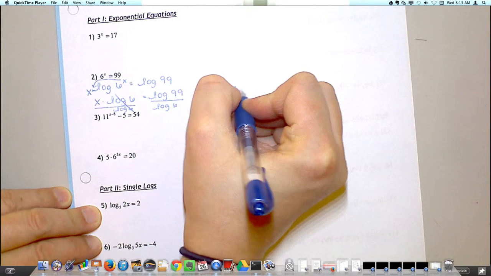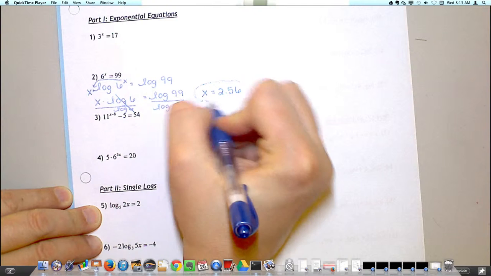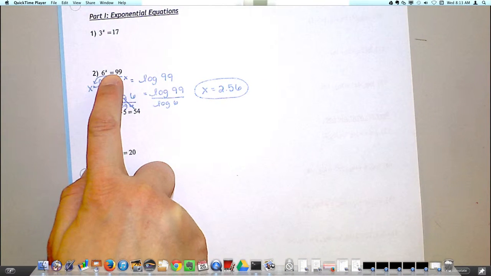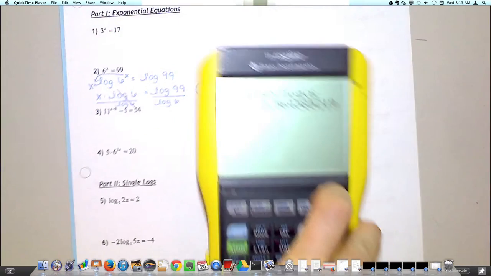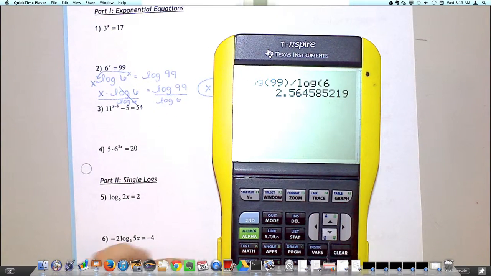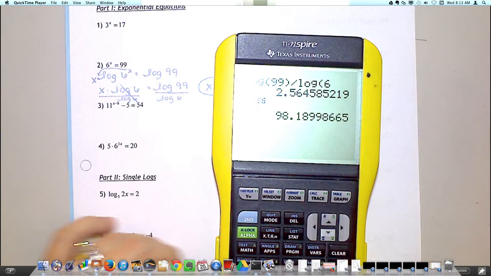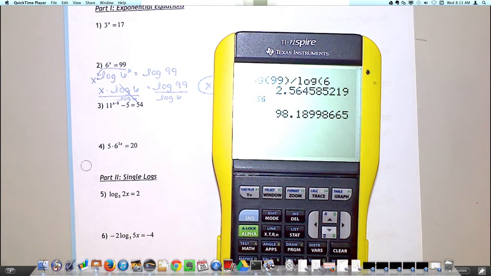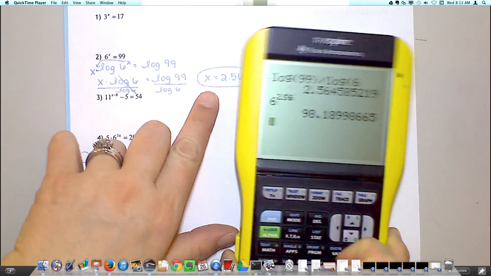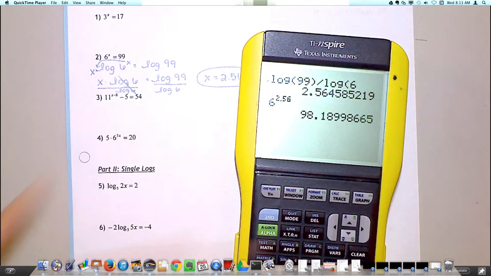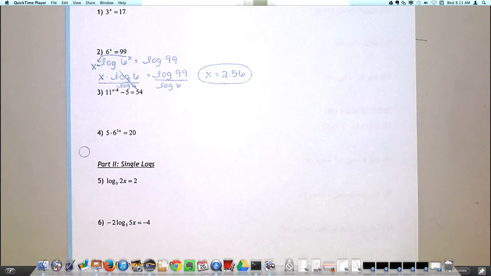And just to make sure our answer makes sense, what I could do to check, I mean, this back here says 6 to the power of x should equal 99. So if I go 6 to the power of 2.56, look at where I come out to be. Why is it not exactly 99? Yeah, because I rounded back here, okay? If I had done 6 to the power of this big decimal, it would have been a whole lot closer, okay? Good? Does that make sense?